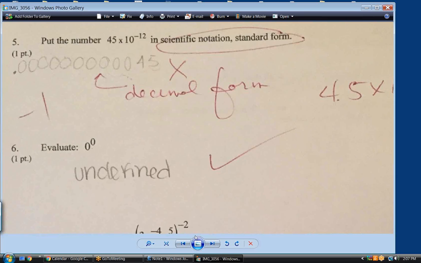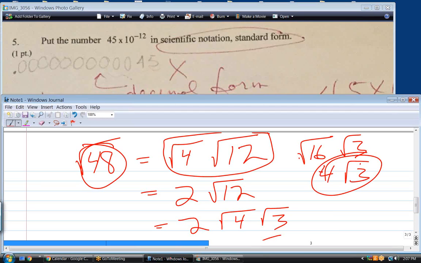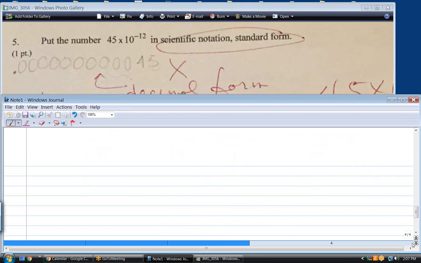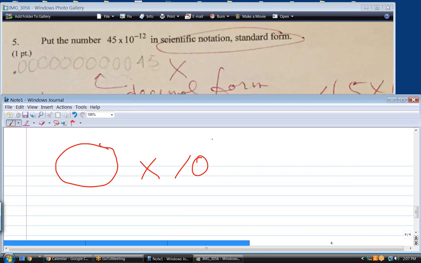Okay, scientific notation. The key on scientific notation is that you have a number between 1 and 10 times 10 to some power. So this number that they gave us, 45 times 10 to the minus 12th, is not in scientific notation because 45 is not between 1 and 10.